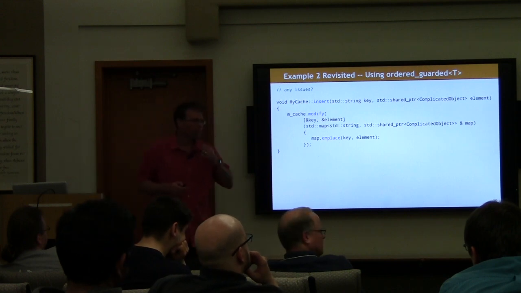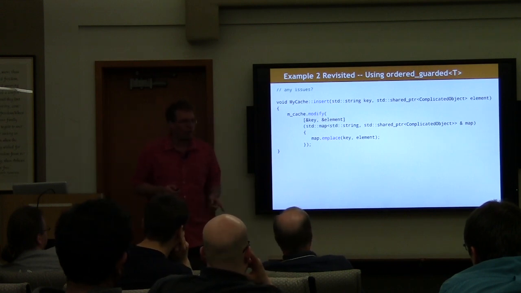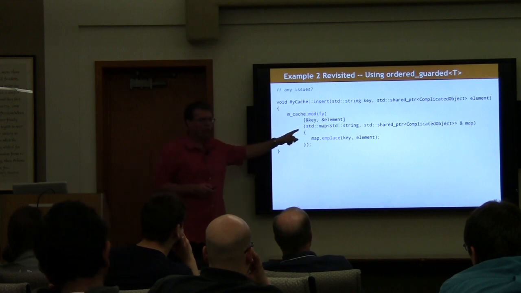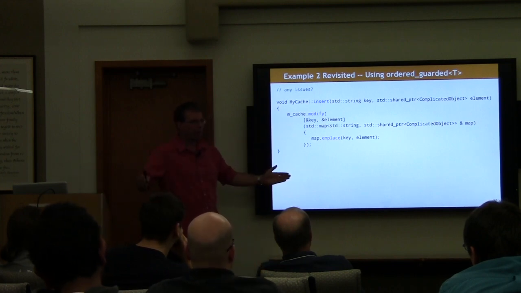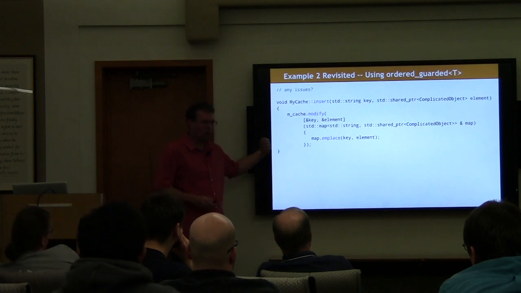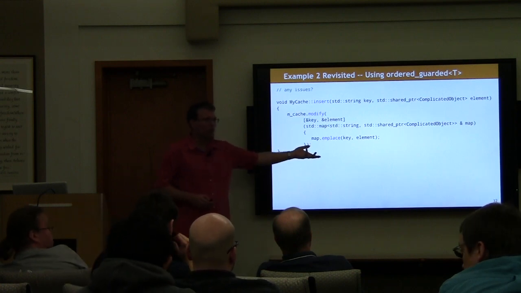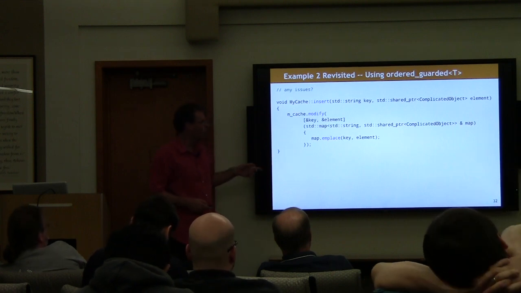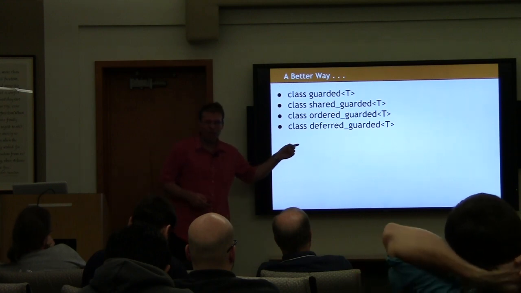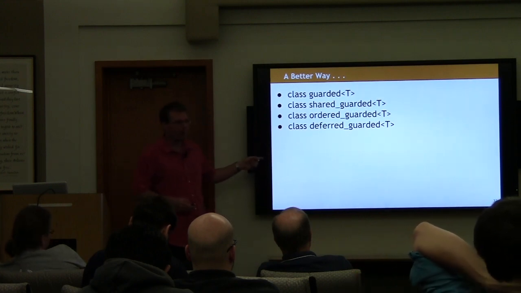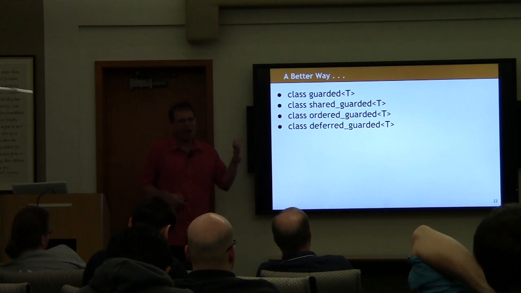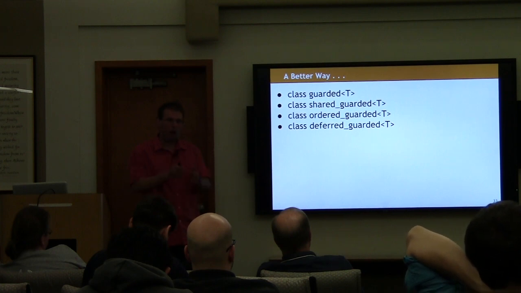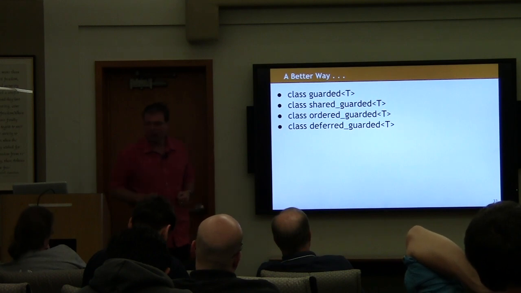Why did you call it ordered guarded? I called it ordered guarded because these modifications occur in some total order. They occur in the order that they were submitted to the guarded object. And the reason why it's important to note that is because the next class is deferred guarded. And this one has some very interesting properties. Now, by generalizing the concept of modification to be an operation rather than a handle that the code gets back, we can do a very interesting thing.